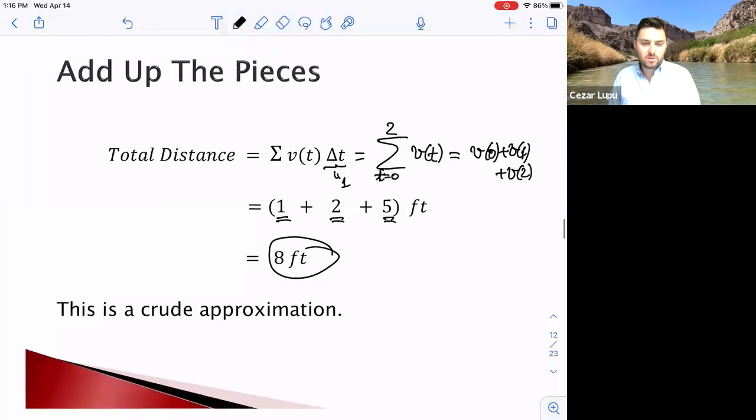Let me tell you something. This is a very crude approximation. Don't you feel like it? Because we tried to mimic the same thing as we did previously, right? But we tried to break into pieces. So, you see, this is why you need integrals in your life.